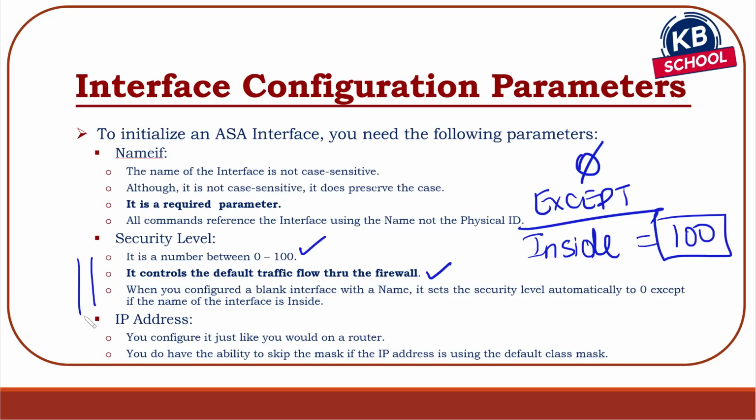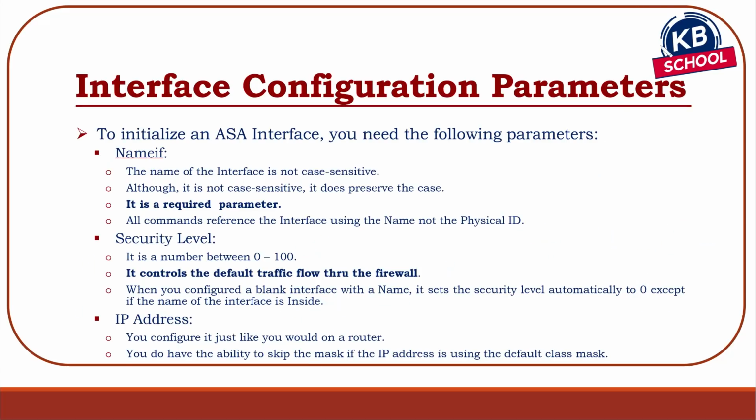of your ASA firewall to secure your traffic, which is coming from an untrusted interface towards a trusted interface, whether it's allowed or not. When you configure a blank interface with a name, that is this guy, it sets a security level to 0, except for when you use the word inside. So the only one that it sets it to 100 is the word inside, and it doesn't matter what case, inside, outside, inside, in uppercase, lowercase, or mixed case, doesn't matter.